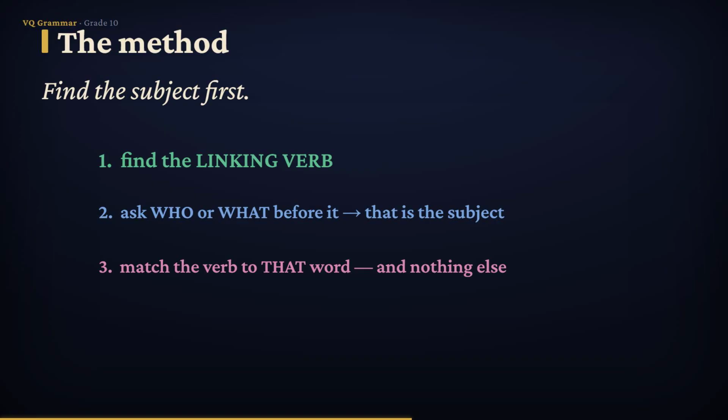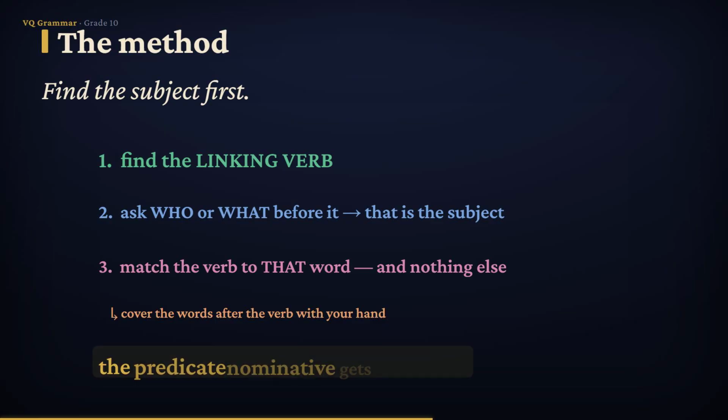And here is a physical trick that makes it nearly foolproof. Cover the words after the verb with your hand. Literally hide them. Now you cannot be tempted, because the only noun left in view is the subject. Say it to yourself until it sticks. The predicate nominative gets no vote.